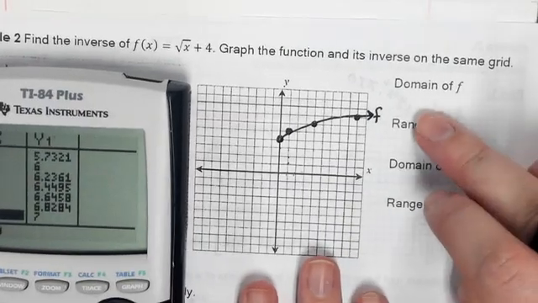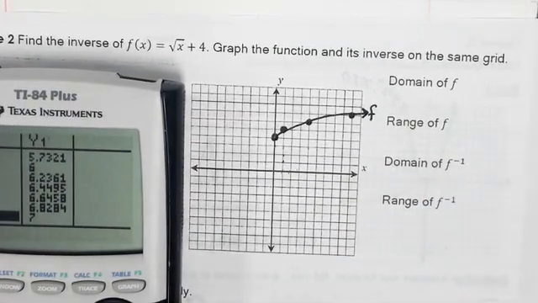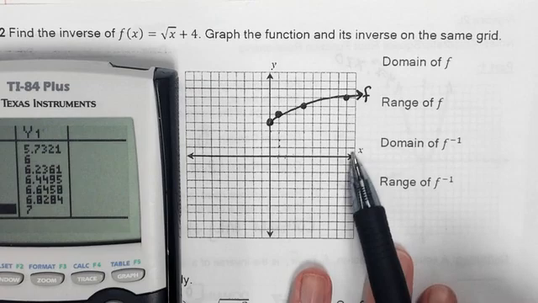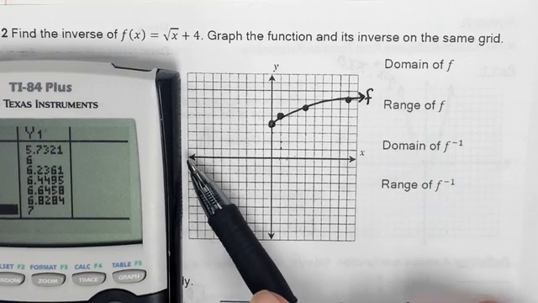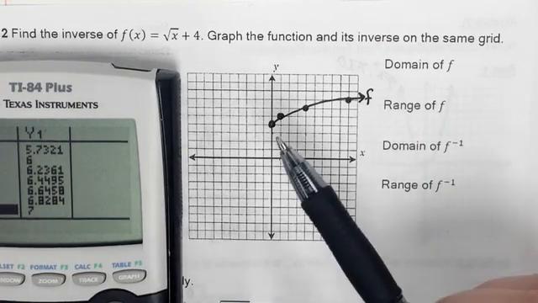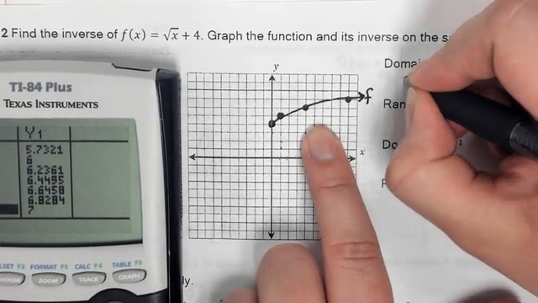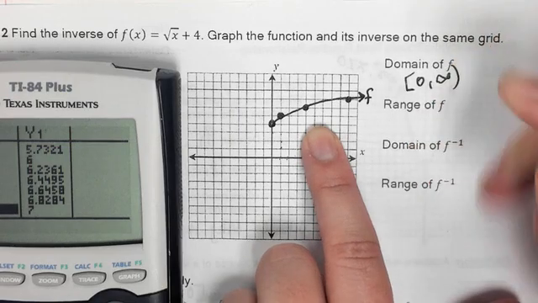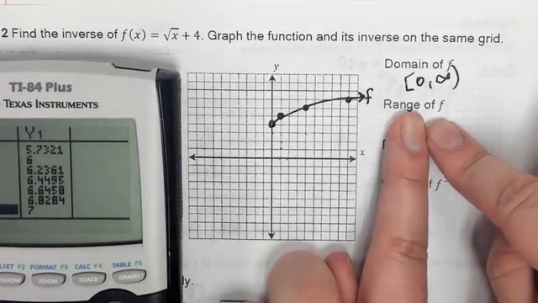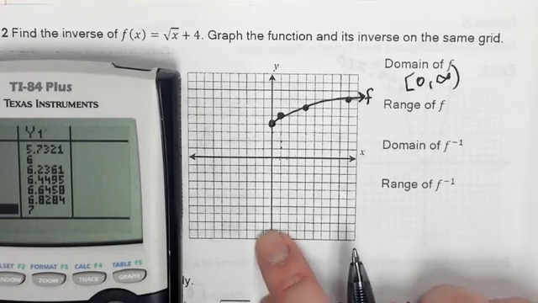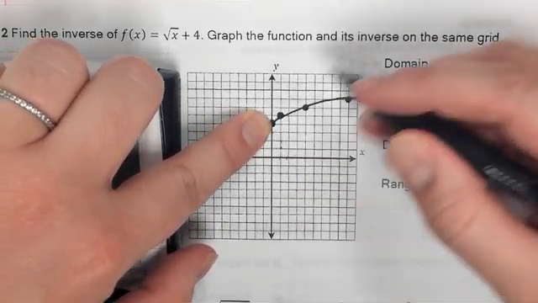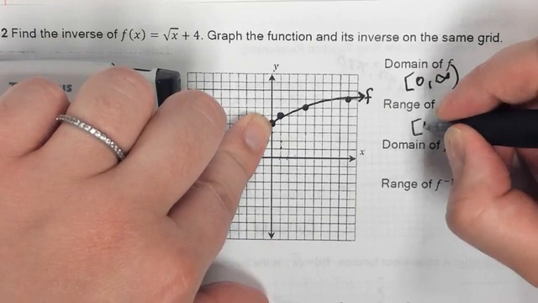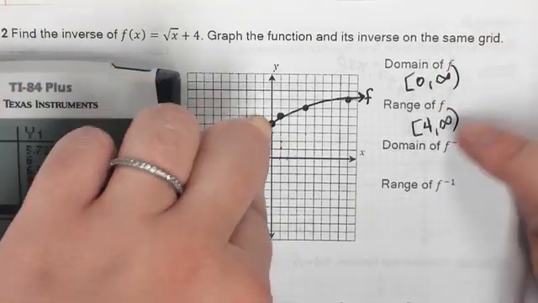Okay, let's figure out our domain. What are our values of x here? Anyone? Where does x begin? 0 to positive infinity, right? Okay. All right, our range of our original. So now I look bottom to top. Where's the bottom of this? What's this value of y right here? 4, right? So this would be 4 to infinity. Okay?